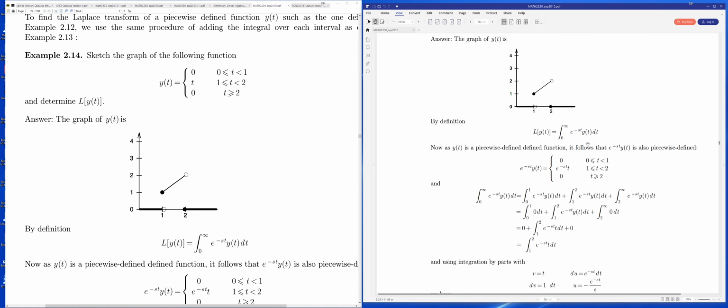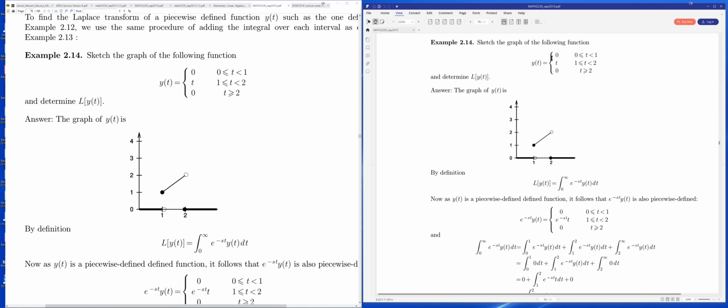Okay, but this function y of t consists of three pieces here, right? And when you take your product of y of t against this exponential, what that means is that this product over here is also going to consist of three pieces. Between 0 and 1, what is this function equal to? Between 0 and 1, y of t is equal to 0, which means that the product exponential times 0 is equal to 0. So that's how you get this over here.